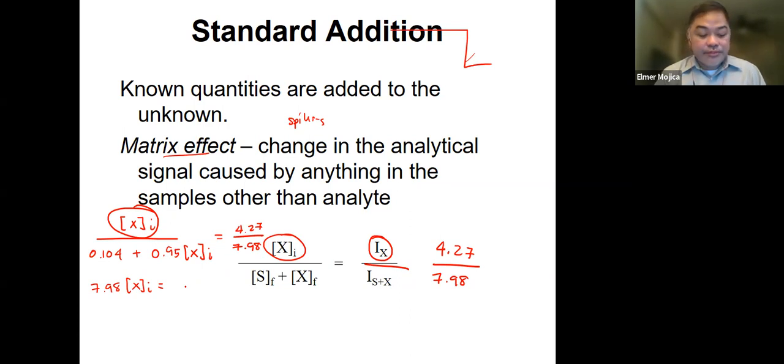Tama ba? Anyway, hindi ko pa aanuhin yan. No, it's just like that. Plus 0.95 times 4.27. I have 4.0.